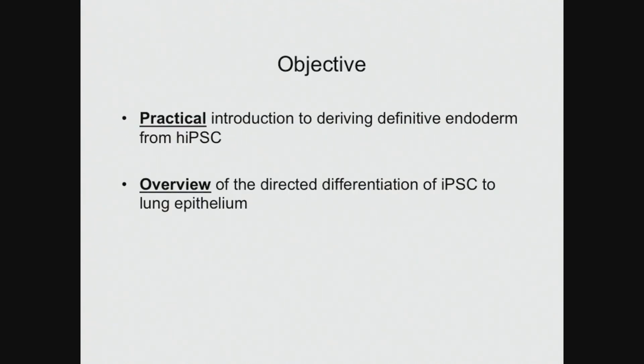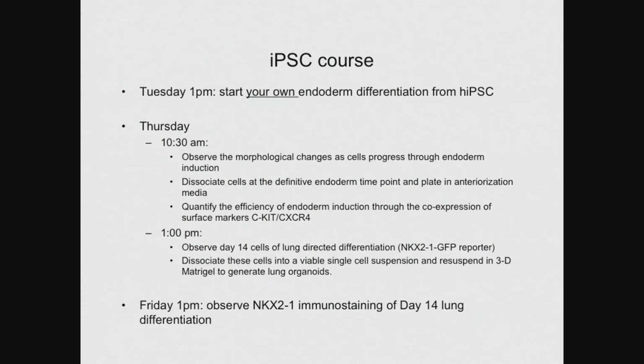So there's a very practical objective, and that's introduction to deriving definitive endoderm from human iPS cells. And as an overview of deriving a specific lineage, we're going to talk about deriving lung epithelium.